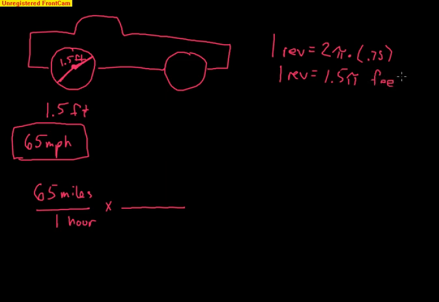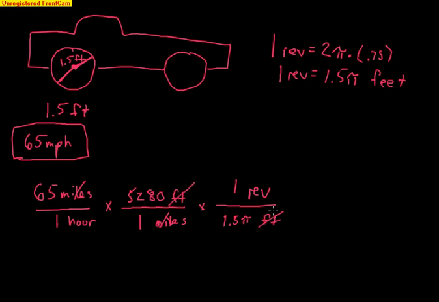Well, I'm currently in miles, so real quick I have to change those miles. I know that 1 mile is 5,280 feet. So if I convert those miles to feet, I know that 1 revolution is equal to 1.5 pi feet, and that's the circumference, right? The reason I put feet on the bottom is because I want it to cancel. So this is going to leave me with revolutions per hour.